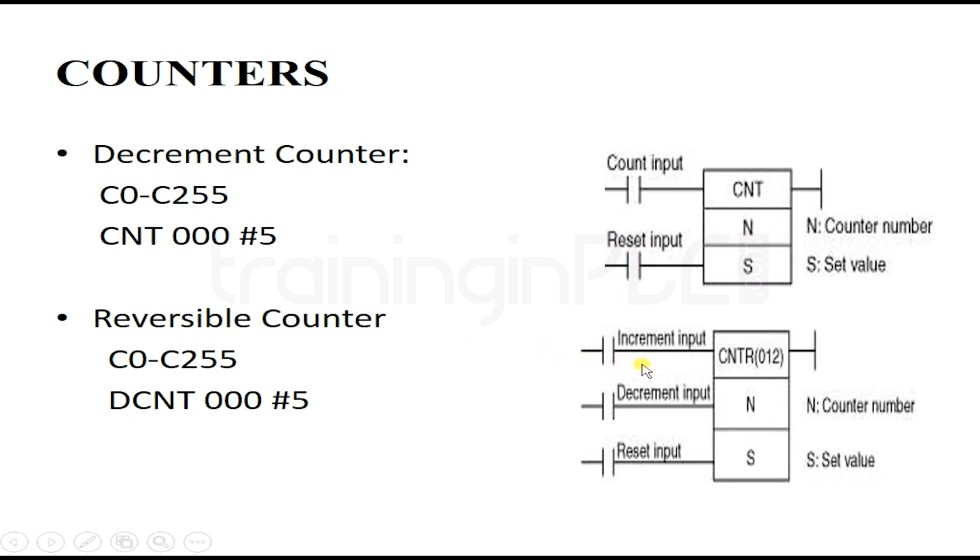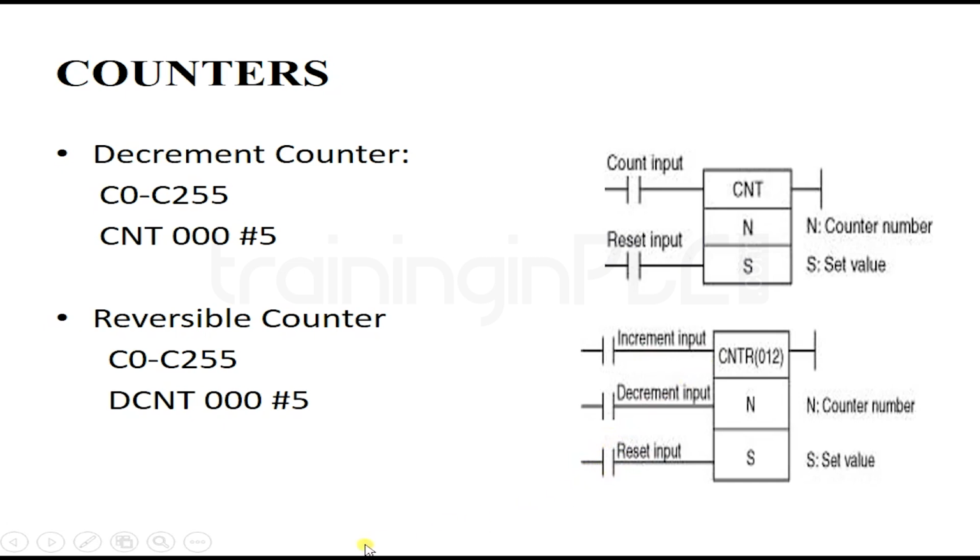And coming to the reversible counter, here both increment and decrement are there. For the reversible counter, the instruction is CNTR, followed by the counter number and set value. For CNTR, you have to use the instruction CNTR space 000 space #5. And here, if you consider #5 as the set value, if you increment the values, it will be incrementing from 0 to 5. Decrement means from 5 to 0, and it should have a separate reset button.